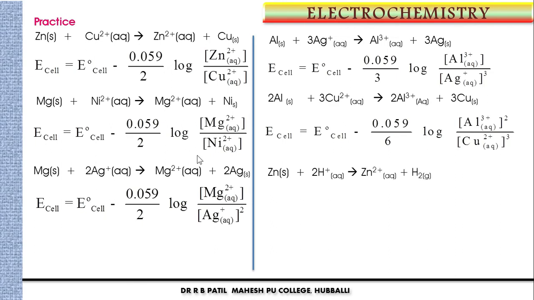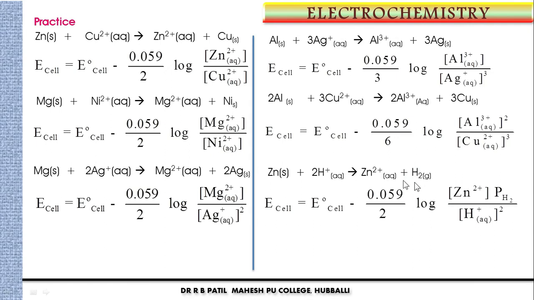One more example, here we have gas, hydrogen gas involved, so automatically that should be included. Zinc becomes Zn2 plus, hence number of electrons are 2. Remember, n indicates number of electrons gained or lost. So here product ion Zn2 plus into partial pressure of hydrogen divided by H plus. It is just like writing equilibrium constant K, students.